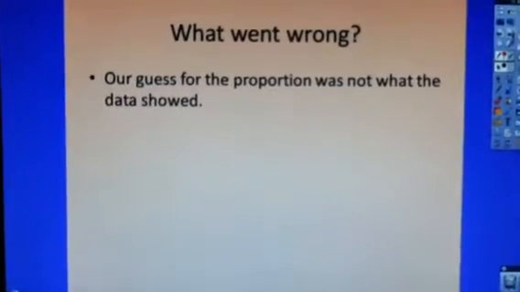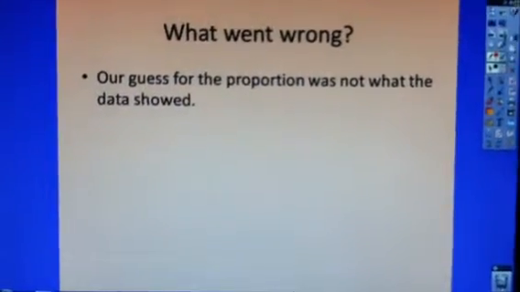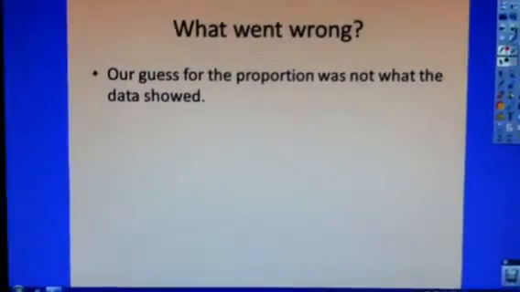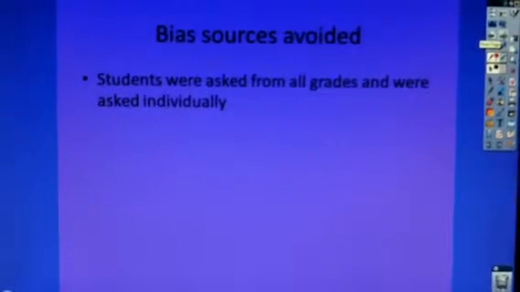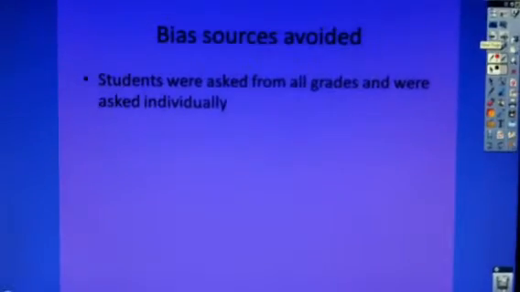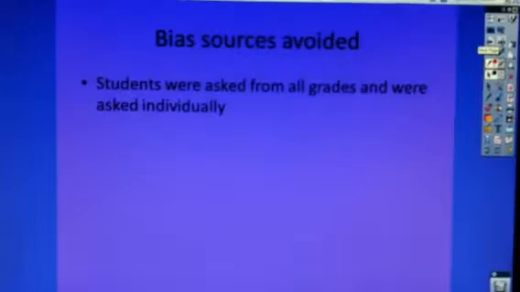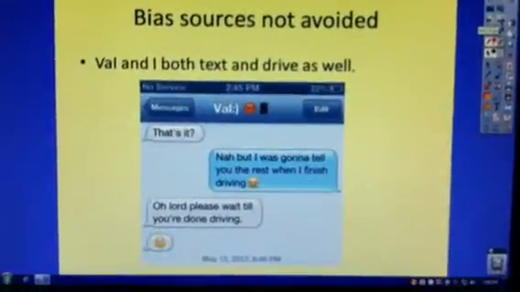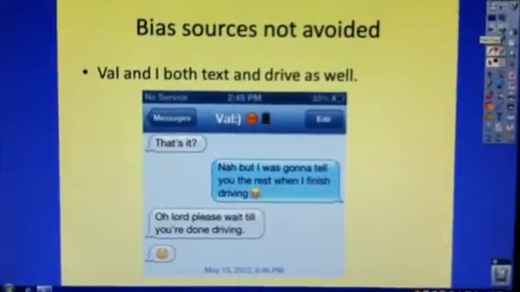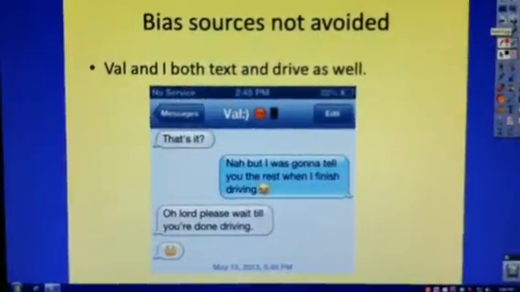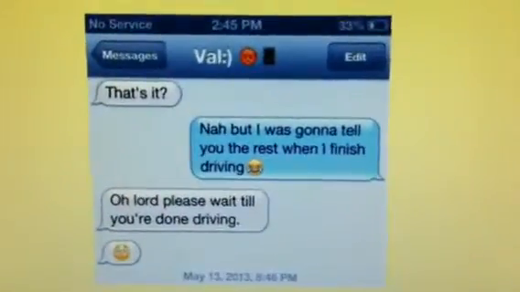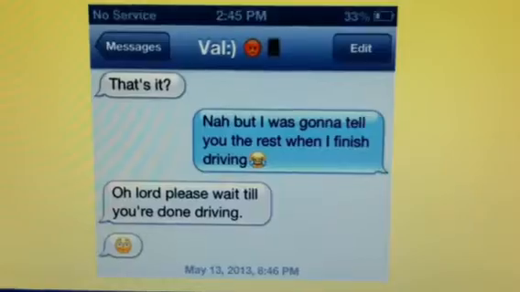What went wrong in our survey was our guess for the proportion was not what the data showed. It was actually the complete opposite of what we expected. Bias sources avoided: students were asked from all grades and were asked individually and not with their friends. Bias sources not avoided: I and Devyn both text and drive as well, as you can see.